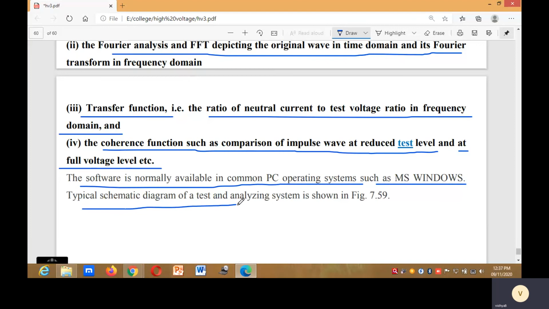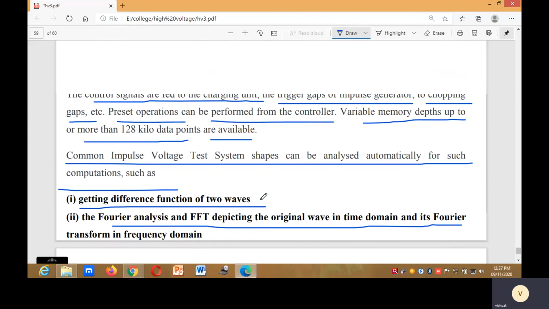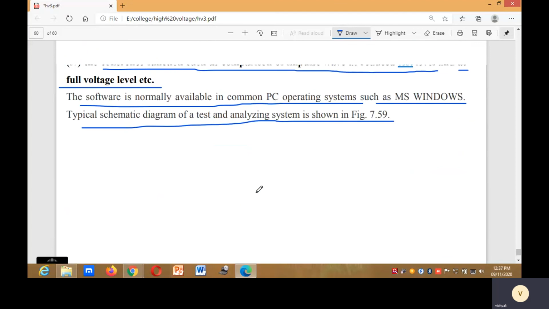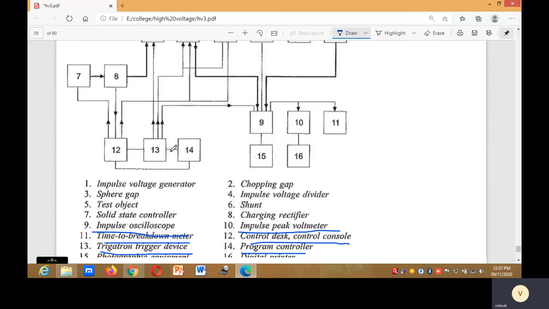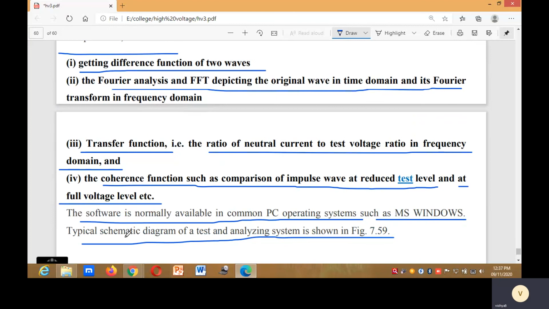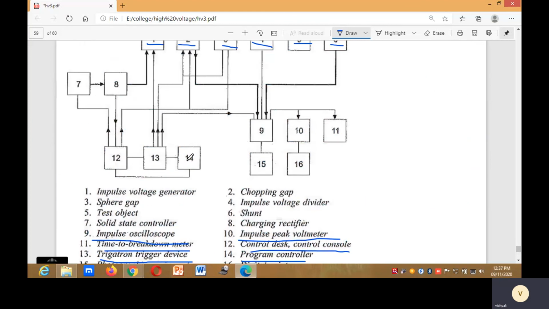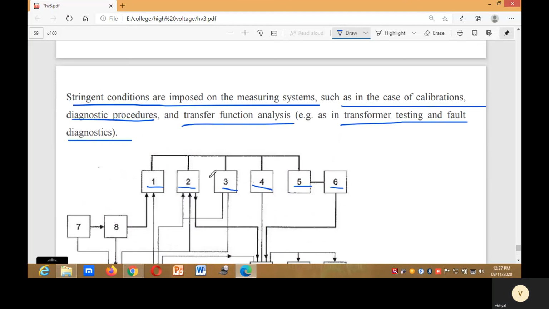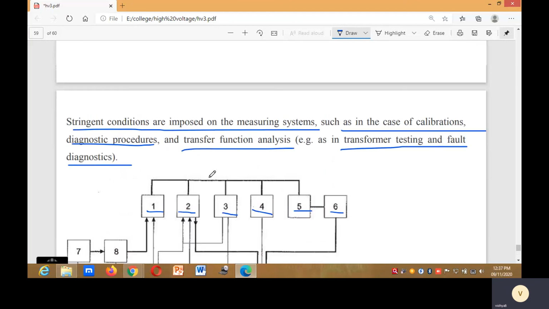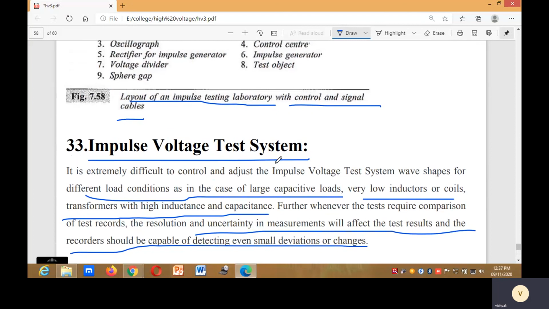Typically, the schematic diagram of a test and analyzing system is shown in figure 7.59. You can observe it in the textbook. Okay, this is the diagram of that. They are saying it is a schematic diagram of the test and analyzing system. Okay, in this it will test and also analyze. Okay, this is the impulse voltage test.